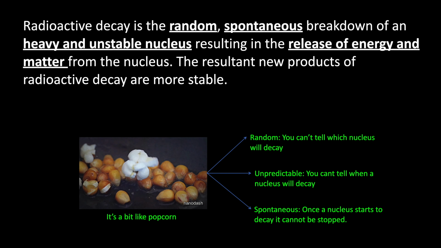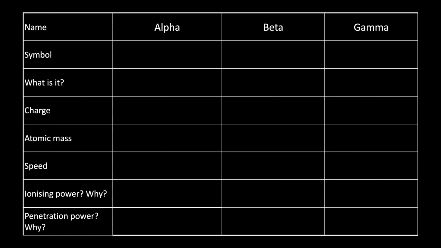Now we know that as a nucleus decays, it releases energy and matter. But what exactly is that? Now this table is going to sum up all the content you need to learn from this lesson. First of all, there are 3 types of radiation we need to learn about: alpha, beta, and gamma. And for each type, we're going to learn about the symbol, what it is, the charge, the atomic mass, the speed, the ionizing power, and the penetration power of each.